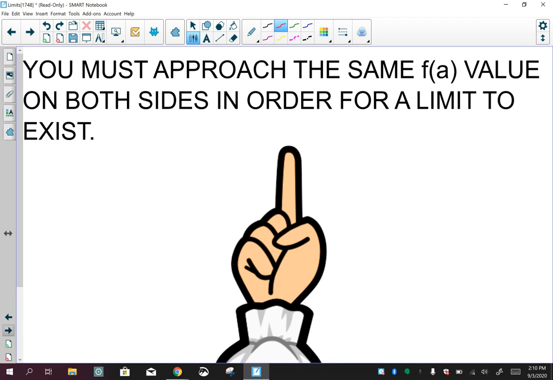And again, you must approach the same value of f of a, whatever it is, the y value, on both sides in order for the limit to exist. Okay?